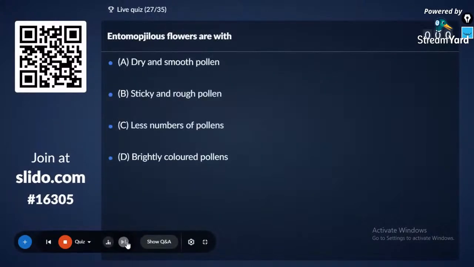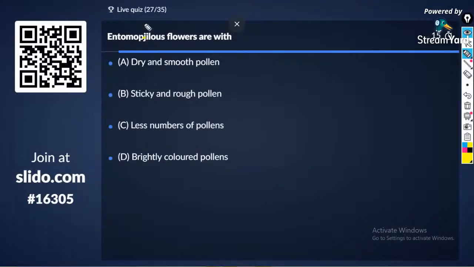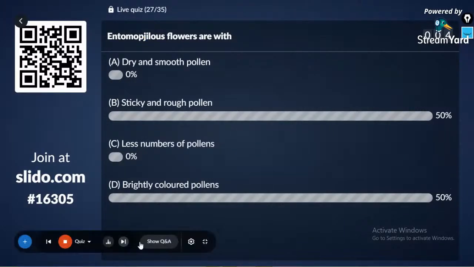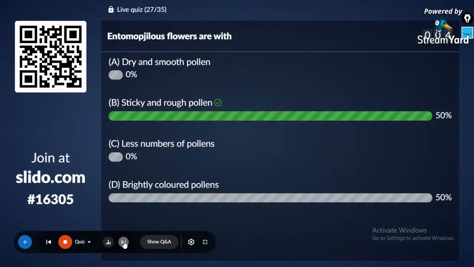Next question on the screen. Entomophilous flowers are with dry and smooth pollen, sticky and rough pollen, less number of pollen grains, or brightly colored pollen? Pollens are always yellow colored, but they are different in shape. Yes, it is the correct answer: entomophilous flowers are with sticky and rough pollen. Next question on the screen.